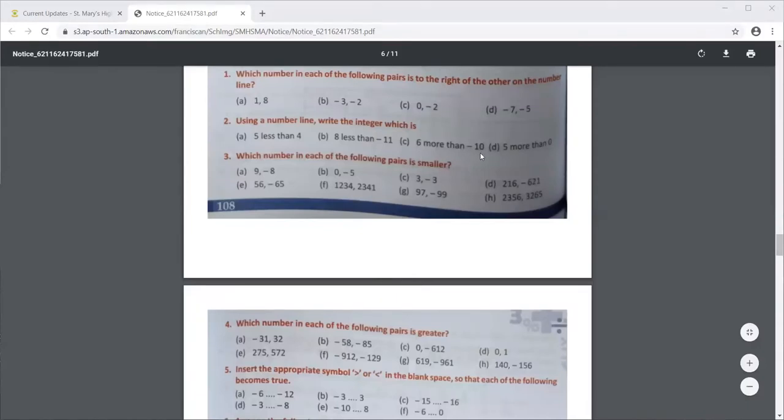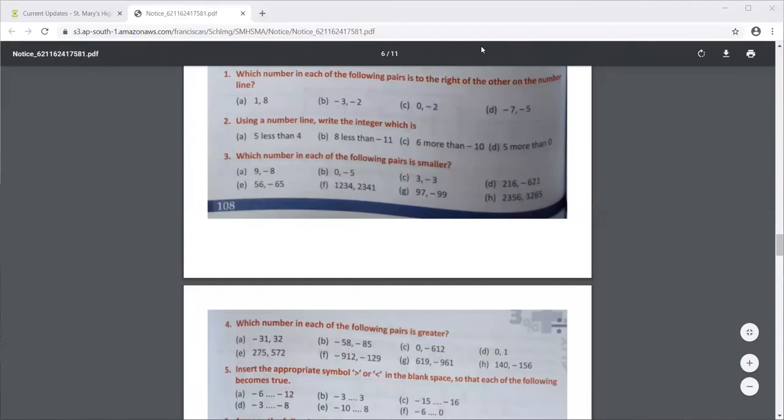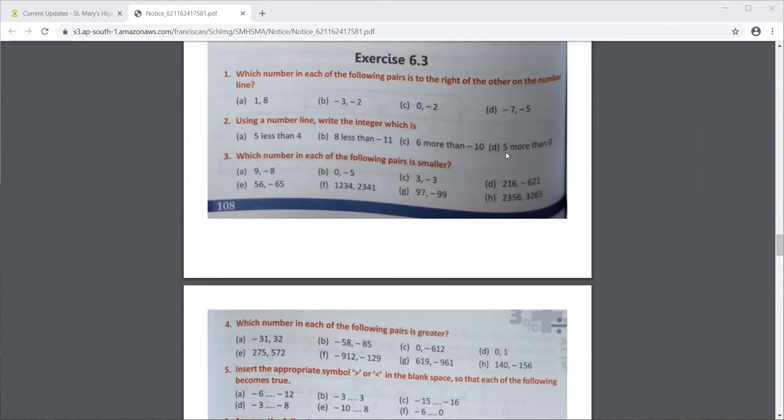Six more than -10. So here we know that in less, if we are moving to the left, from 4 we have to move to the right. And from where will we start? From -10. And you will move 6 places to the right, okay, and stop at whatever number. Then similarly 5 more than 0. So you start from 0 and go towards the right, because we want more. And how many places will you go to the right? 5, because we want 5 more than 0.